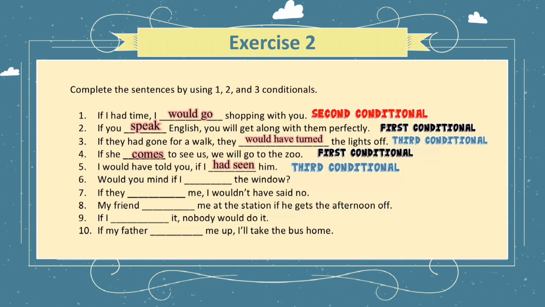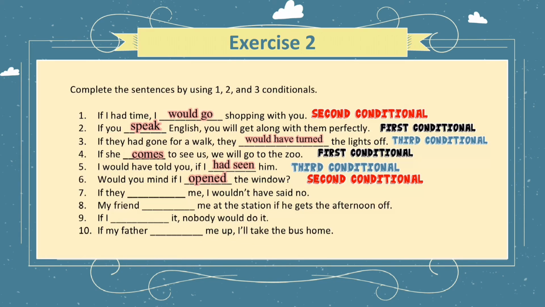Number 6: would you mind if I blank space the window? From here we can see that "would you mind" is second conditional, which puts present conditional in the first sentence. However, past simple is used in the second sentence. This is because after the word "if" we must use past simple, which is second conditional. Again, I repeat, this is second conditional. So the answer will be, would you mind if I opened the window?